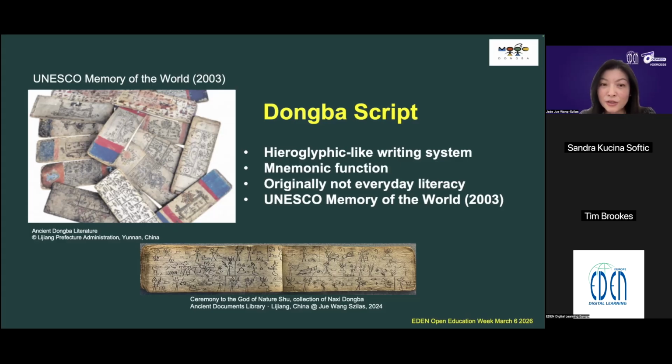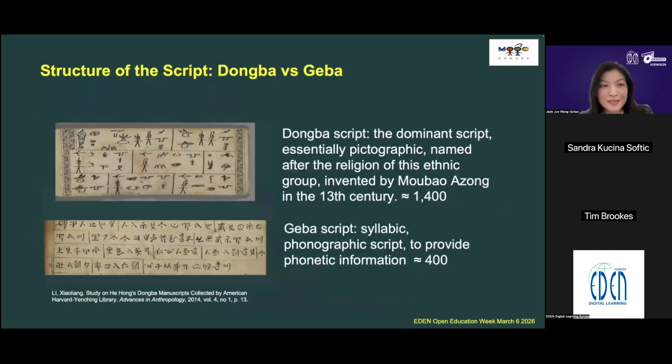Okay. And in 2003, ancient Dongba manuscripts were inscribed in the UNESCO Memory of the World, as you can see here. And this writing consists of two scripts, as you can find here. The one is called Dongba, because it is largely a pictographic system, and they convey meaning, with about 1,400 signs. And the Geba system, that is a syllabic phonetic system, provides phonetic support. And there are about 400 signs.